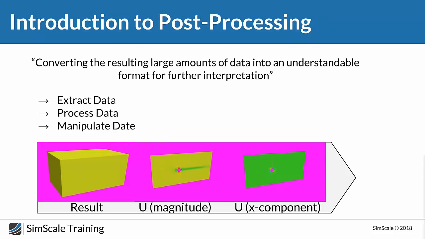Basically, post-processing is after we run a simulation, we have enormous amounts of data that by itself is unusable or not understandable. So post-processing is basically how we convert all this data into something that we can understand, interpret and manipulate to eventually make certain design decisions. So we can extract the data, we process the data, and we manipulate the data according to what we're looking for.